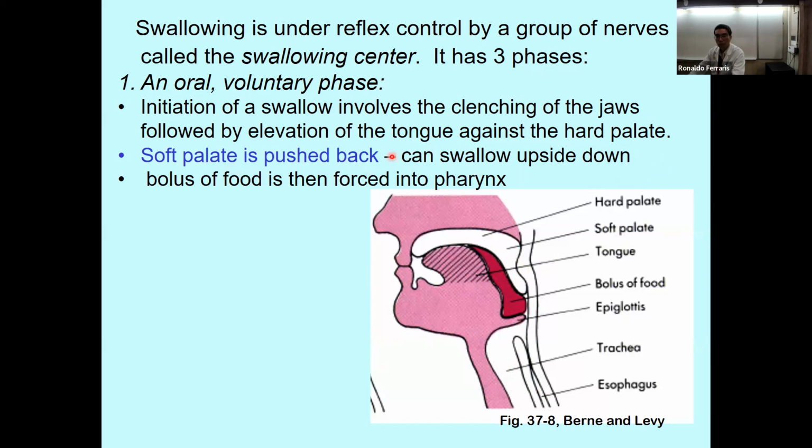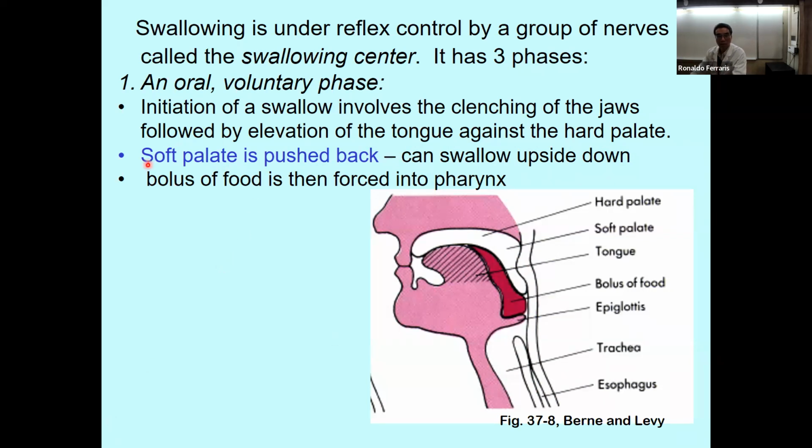If you want to experiment on your little brother, you can feed him and ask him to go upside down and swallow something, and swallowing continues, basically. Okay, actually, don't do that.